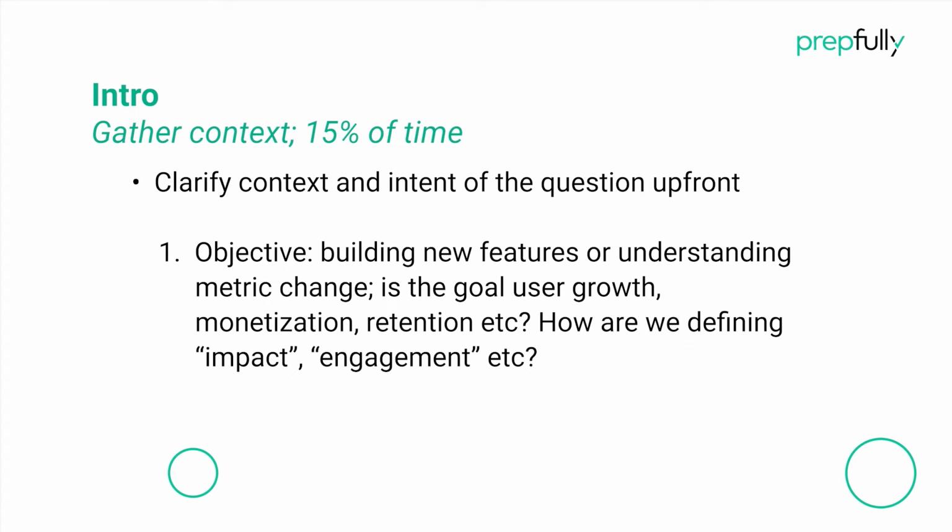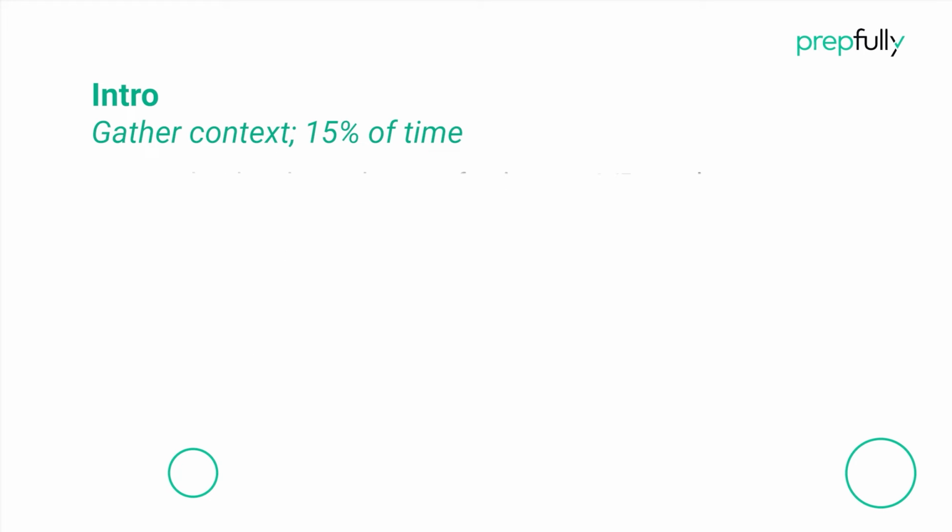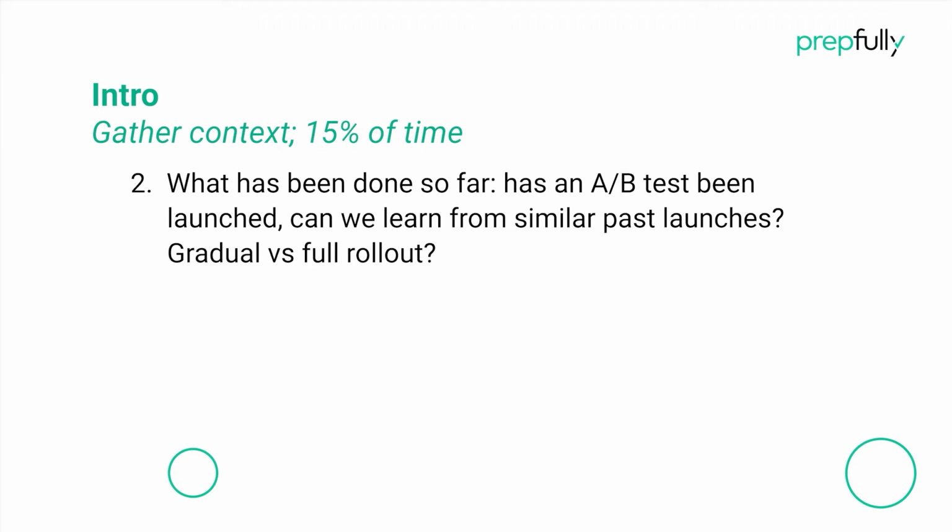You might clarify ambiguous points in the question, such as words like impact or engagement that sound like they're clear, but really they're quite generic. What's been done so far, right? So if it makes sense for the case, you might ask about prior efforts to address the problem, or was the A/B test launched, and so forth.